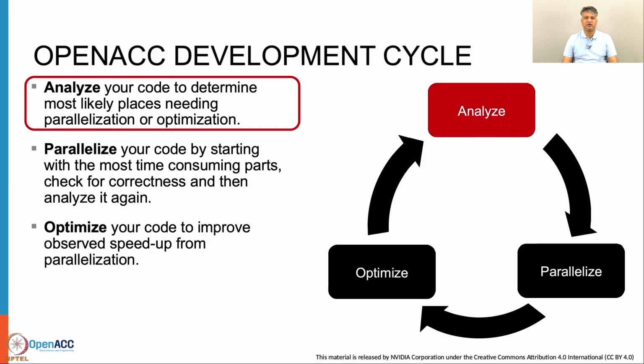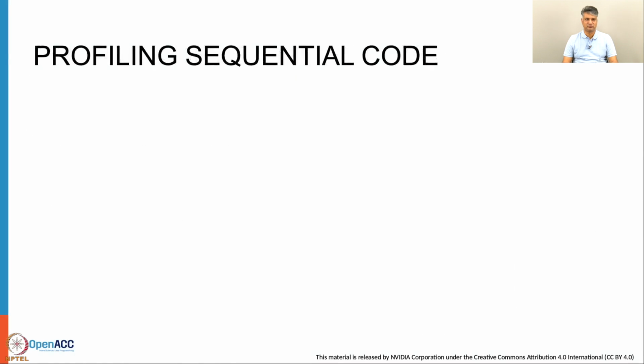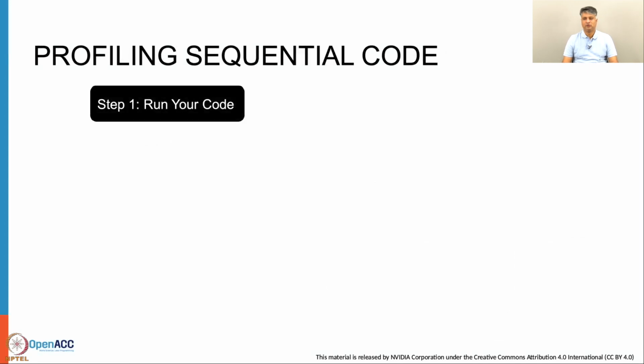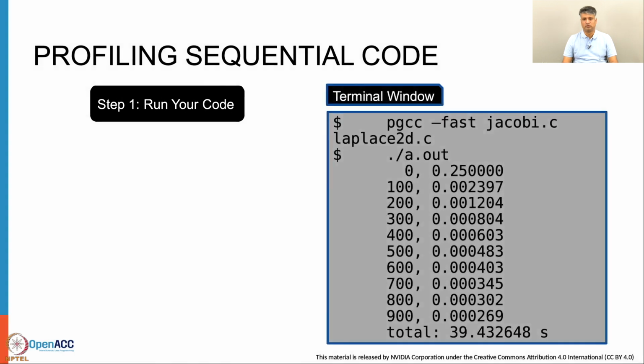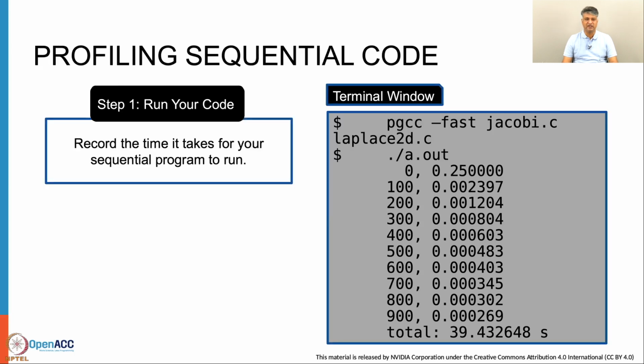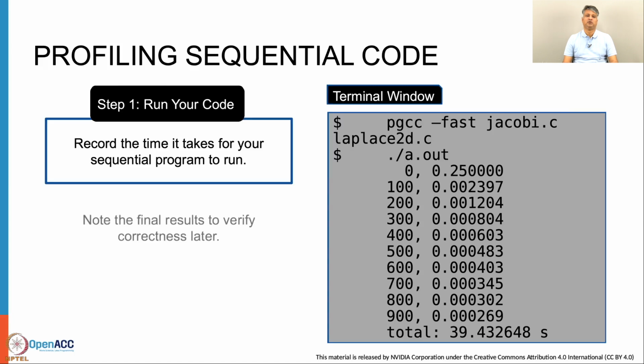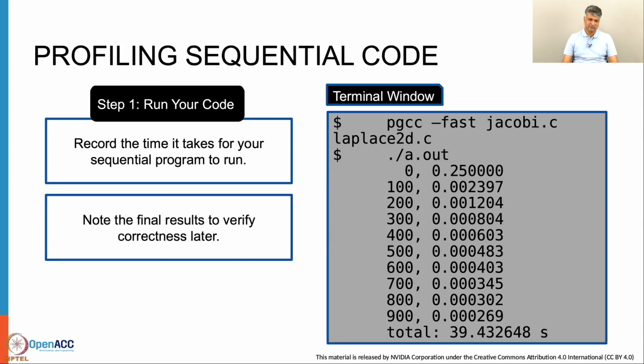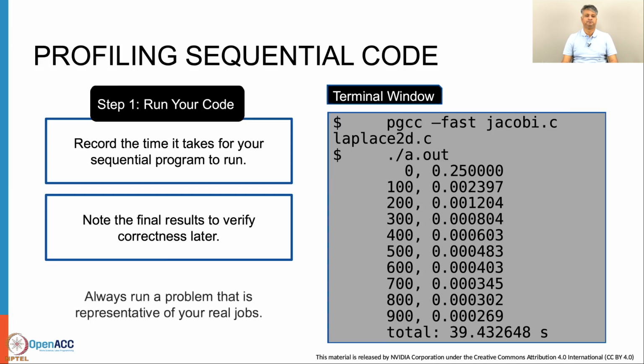So now let's look a little bit deeper in what we do in analyzing codes. For that, you have to first profile the sequential code. For that, you need to run your code. So typically you would run your code by first compiling it and then executing it in a terminal window like this. And then you will figure out how much time it takes to run your sequential program. You will now note the final results to verify the correctness of the solution later. So in this case, you can see that there is some sort of terminal output where you are verifying the correctness of the program. And then finally, you are outputting some time.